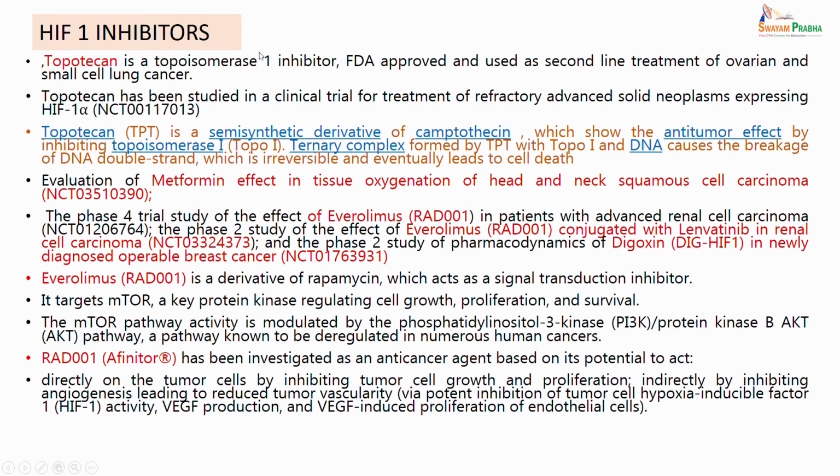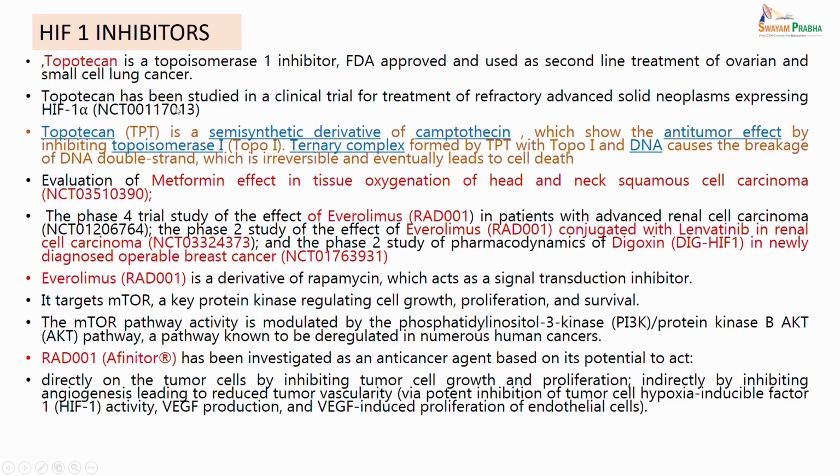Now thankfully there are a lot of HIF1 inhibitors which are available, and they have been very successfully used in several clinical trials. So the first important HIF1 inhibitor is topotecan. This topotecan is a topoisomerase 1 inhibitor, and this is an FDA approved inhibitor, and it has been shown to be useful as a second line treatment for ovarian and small cell lung cancer. Topotecan has been studied in a clinical trial for treatment of refractory advanced solid neoplasms expressing HIF1 alpha. So, in tumors which overexpress HIF1 alpha, topotecan has been found to be useful.